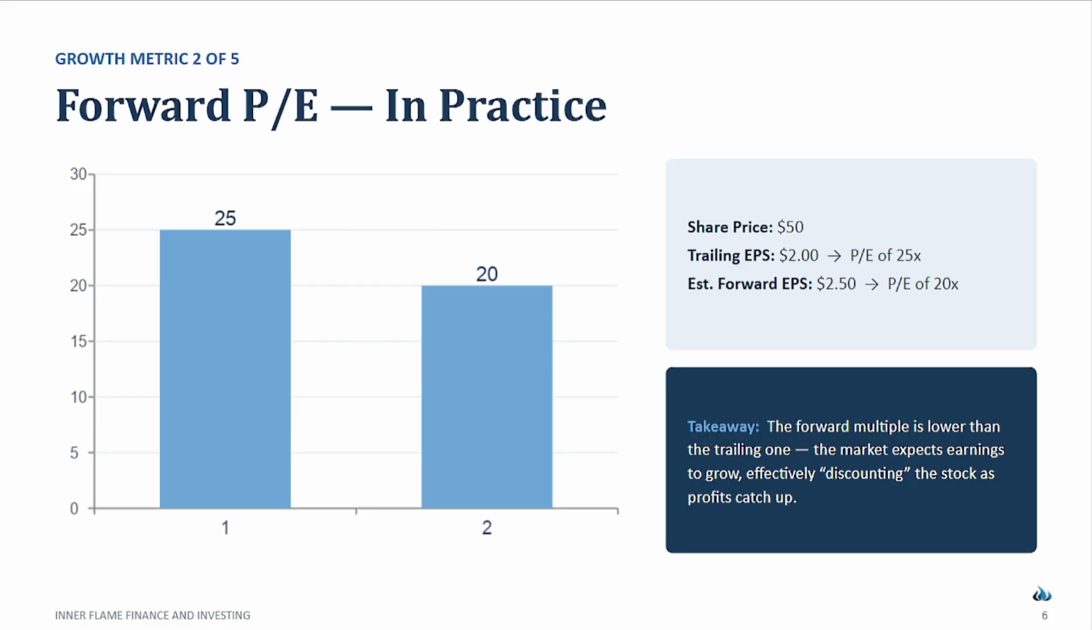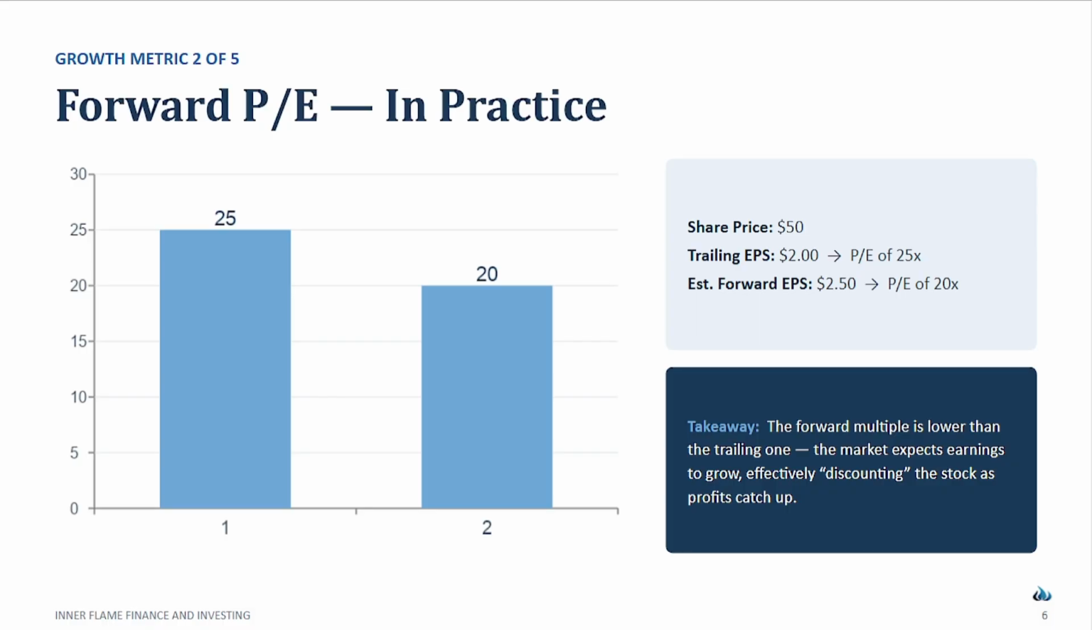multiple of 25. Now, if we take that growth rate and we expect them to actually increase more into the future, then we're going to take $50 per share and divide that by $2.50. That's what we expect them to earn next year. So that gives a new forward PE of 20 times earnings. So the key takeaway here is that the forward multiple is lower than that of the trailing one. The market expects earnings to grow, effectively discounting the stock as profits catch up.